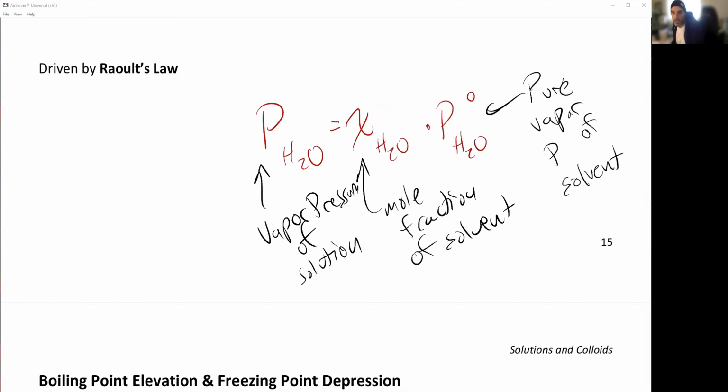All right, so again, all of these are for our solvent. We usually look at solute when we're doing these mole fractions and whatnot. This is solvent in this case. So that's Raoult's law. This is Raoult's law. Okay, good.